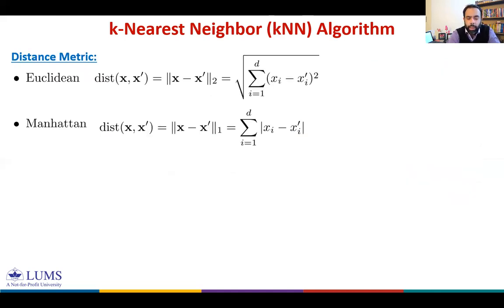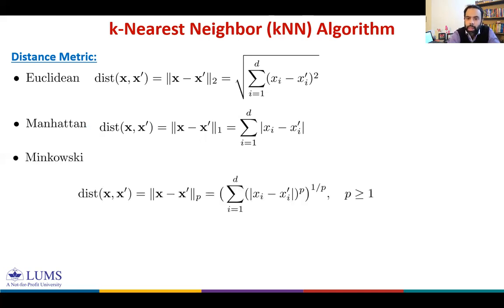We have defined Euclidean distance. We also defined Manhattan distance. And now we know norm. So Euclidean distance is the 2 norm of x minus x dash. Manhattan distance is the 1 norm of x minus x dash. We can generalize this, right? And the generalization is called Minkowski distance.